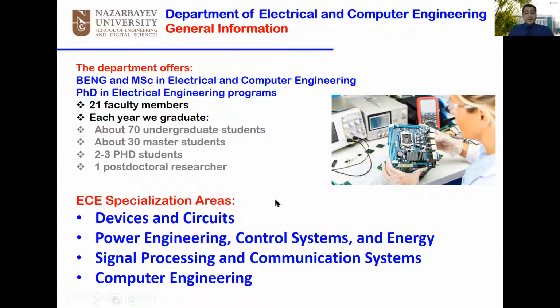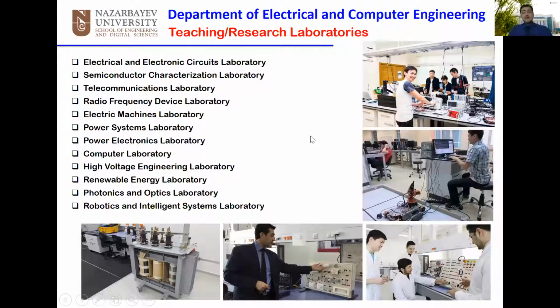So moving forward, based on these 4 disciplines which I have introduced for you, we have fantastic laboratories. Our laboratories at Nazarbayev University are of international design, and they are very well equipped. You can find some of those photos, and it's possible to find further photos on the school website. We have electrical and electronic circuit laboratories, semiconductor lab, telecommunication lab, radio frequency lab, electric machine lab, power system laboratories, power electronic laboratories, computer laboratories, high voltage engineering laboratories.